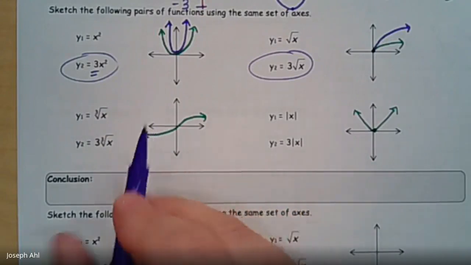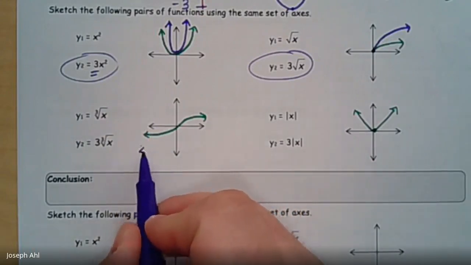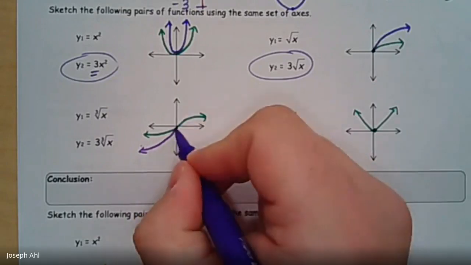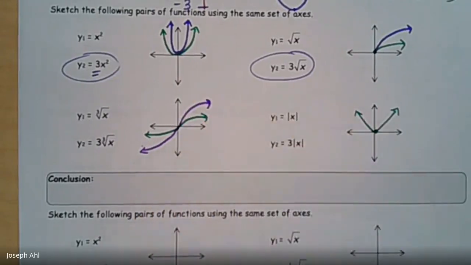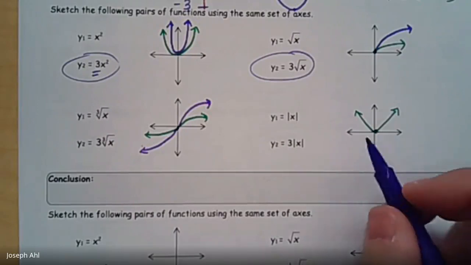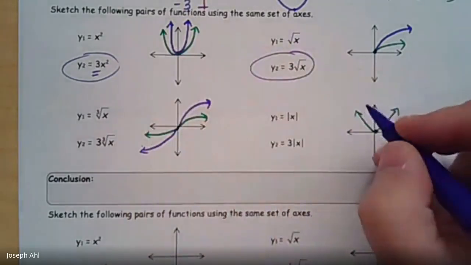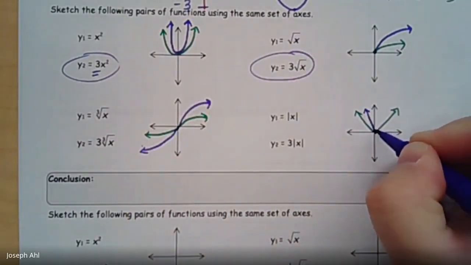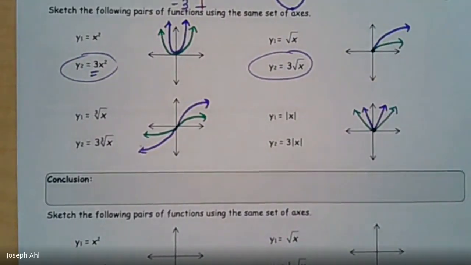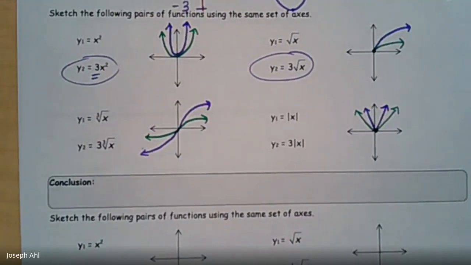In the example of the cube root function, it's going to become more steeply negative and more steeply positive on this side. And then for absolute value, you'll see a similar effect to what we saw for the quadratic. Your v is just going to be more narrow as compared to the original.